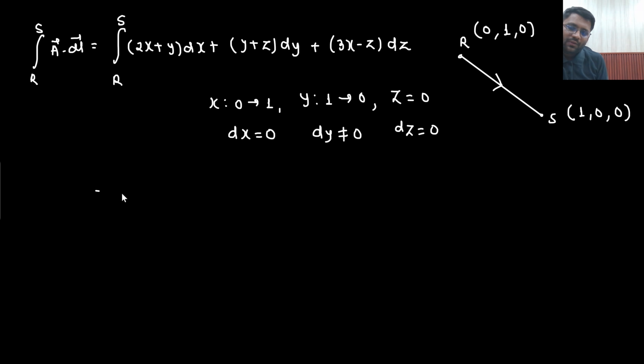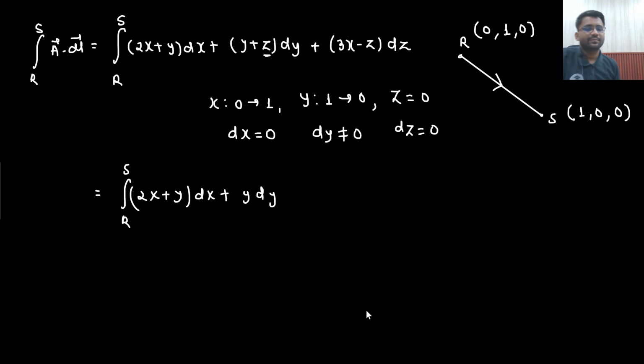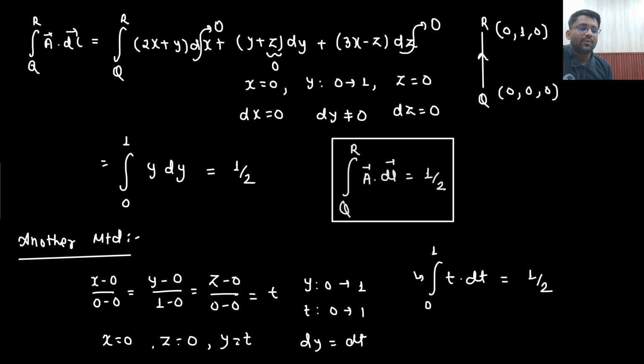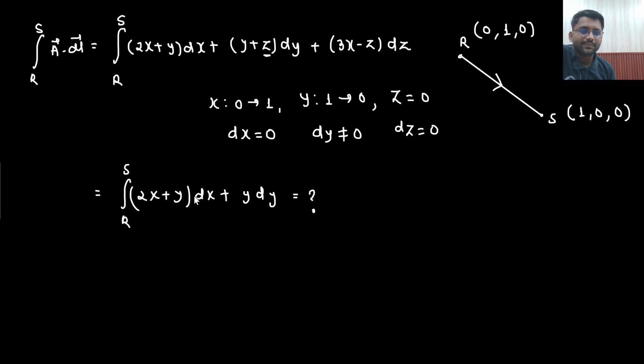So this integral could be replaced as R to S. x will be non-zero, y will also be non-zero, because x is going from 0 to 1 and y is going from 1 to 0. So they have variable values. Plus z will be 0. Z is always 0. Plus y dy. This is what we are getting. This is something we are supposed to calculate now. What does that mean? Now we will have to write down the parametric equation only, because now I cannot do anything else.